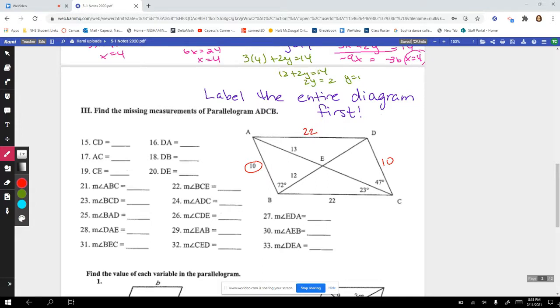Now, again, I know that here I'm going to work with my diagonals now. I have 13 here. This is going to be 13. This is 12. This is 12. Okay, so I have all my sides labeled up. Now I'm going to work on my angles.